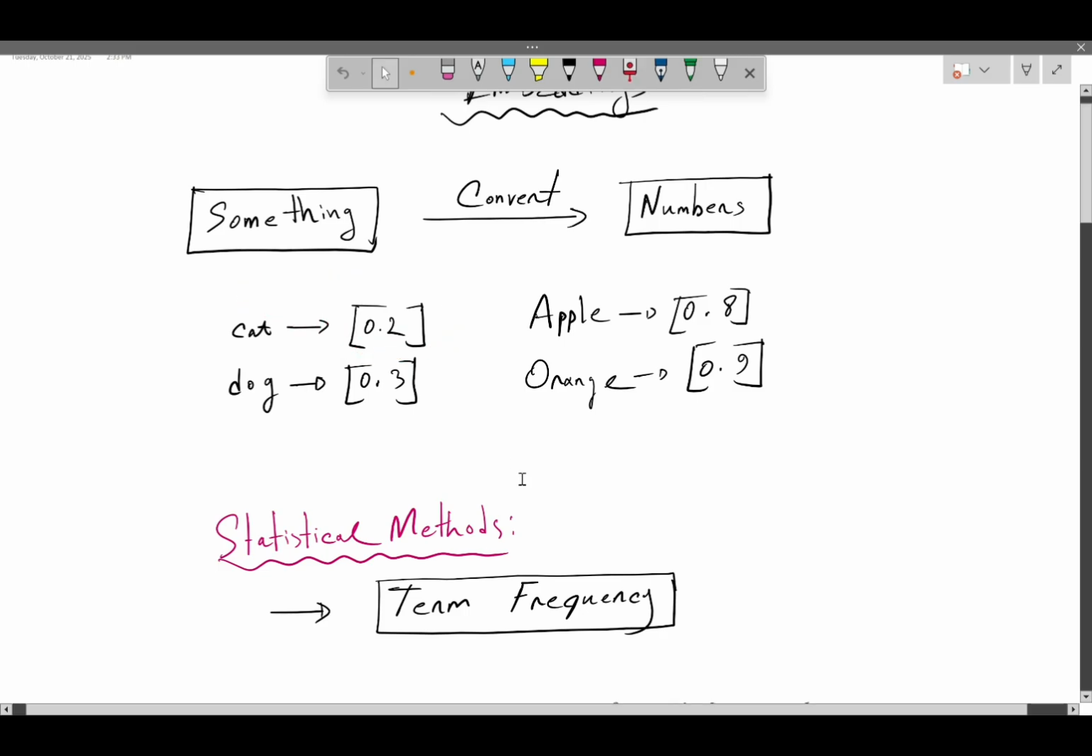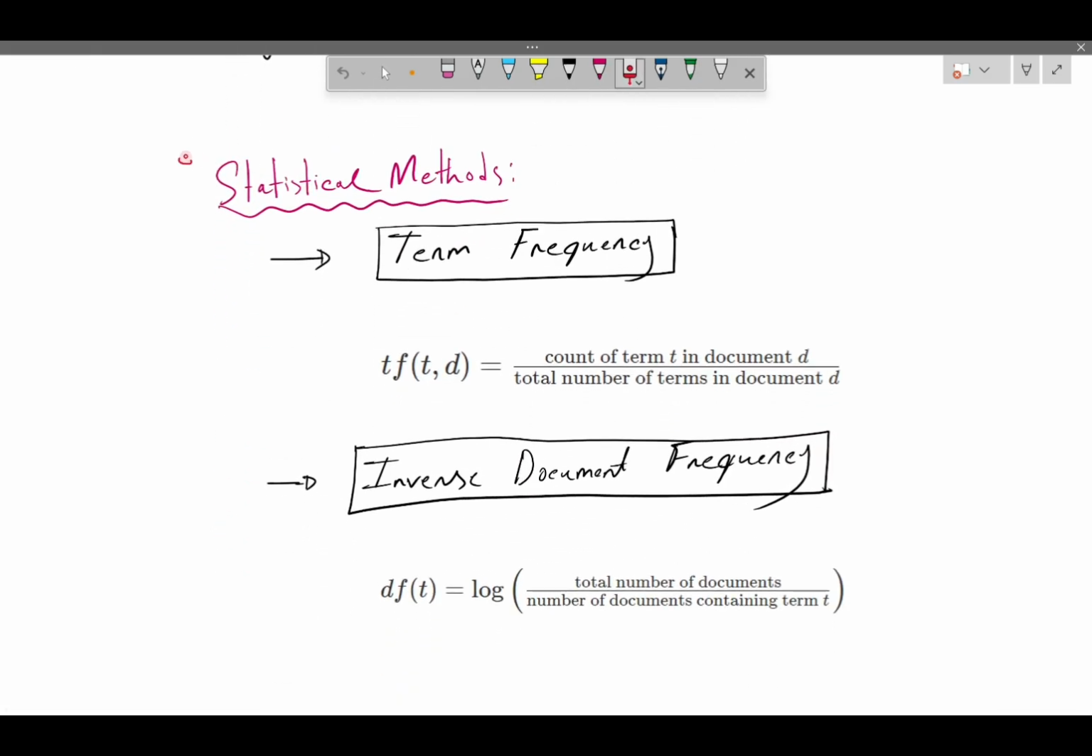Okay, so there are several methods. First, we are going to understand statistical methods. This is a traditional old method, and it is normally not used right now. Okay, so there are two techniques. One is term frequency, another is inverse document frequency.